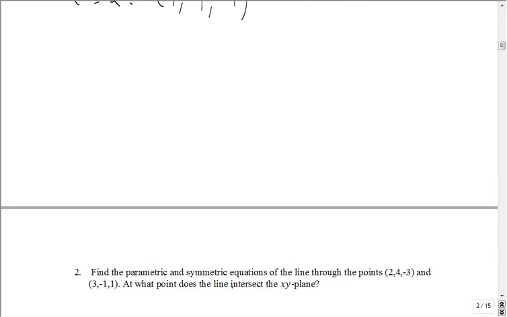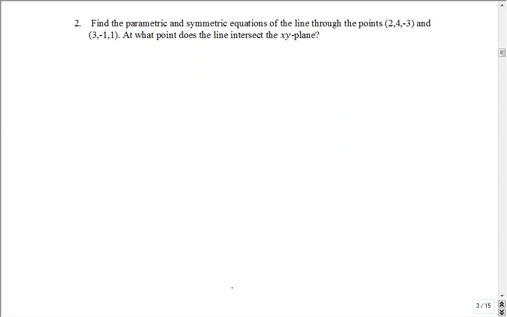Let's do another example. Find the parametric and the symmetric equations of the line through the points 2, 4, negative 3 and 3, negative 1, 1. At what point does the line intersect the xy plane? Okay, let's find the equations of the line first. So here you're given the line passing through 2 points, 2, 4, negative 3 and 3, negative 1, 1. So this is the line, and I know I'm in 3D, but I'm going to superimpose it in 2D, okay? To make it easier to view.